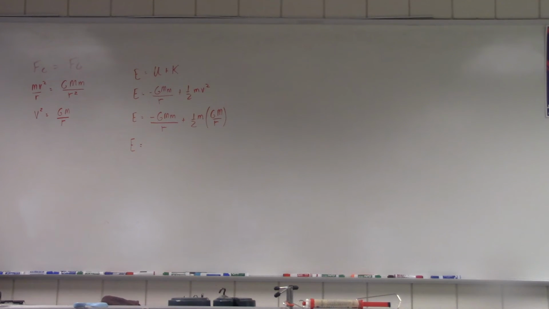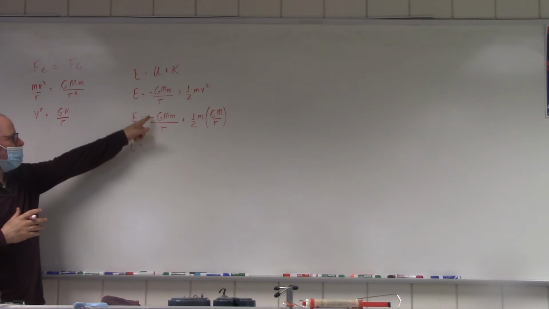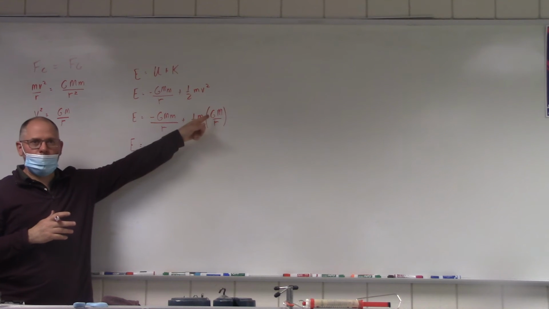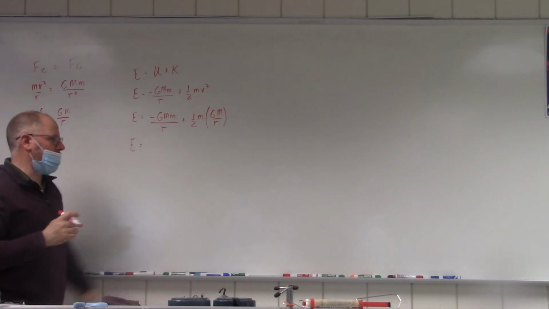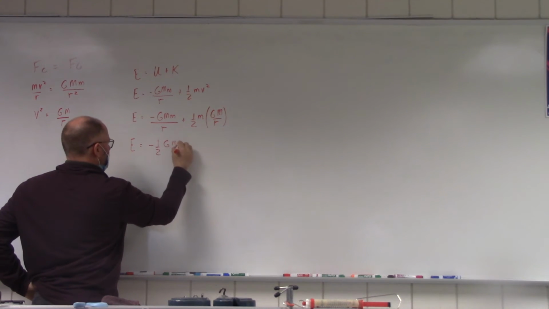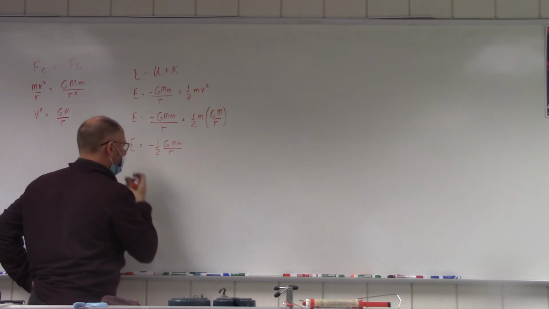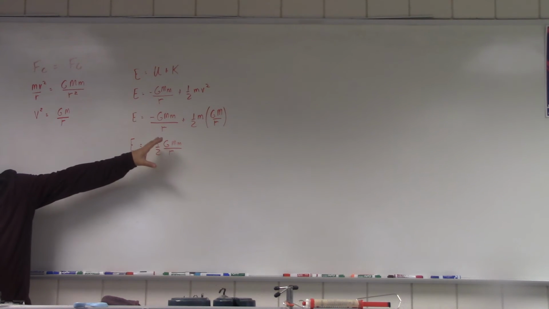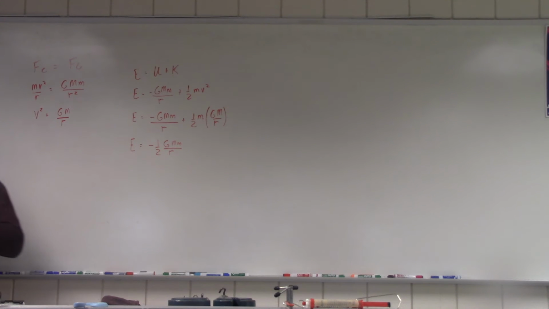What this tells me is that one way to express the total energy is negative GMm over r plus 1/2 GMm over r. So what's negative 1 plus 1/2? That is an interesting idea, that this is a way to find the total energy. Now this is not what the question is asking.